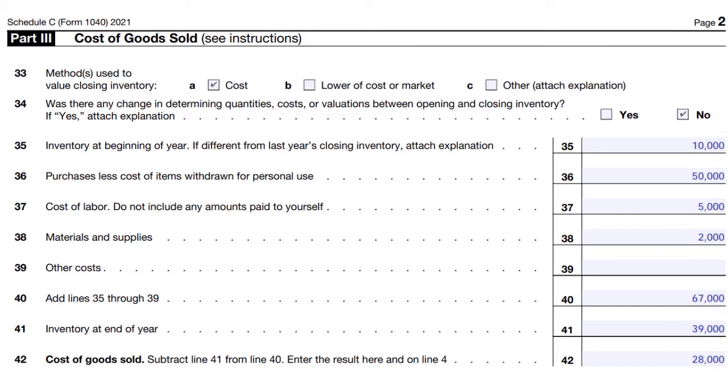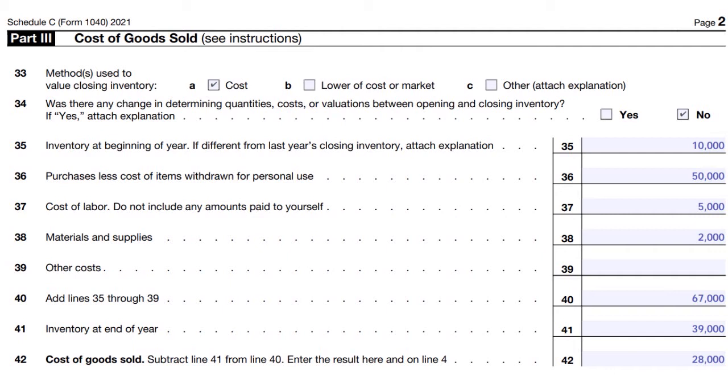Hypothetically, we have our beginning inventory value, 10,000, purchases that we made throughout the year, 50,000, the cost of labor, 5,000, and materials and supplies, 2,000. If you remember, earlier I was talking to you about labor costs that you cannot put on line 21 or line 22, I don't recall which, but you have to put it as cost of goods sold. So you can't put it on line 11, contract labor. We have to put it as a cost of goods sold. And that's what we're doing now.